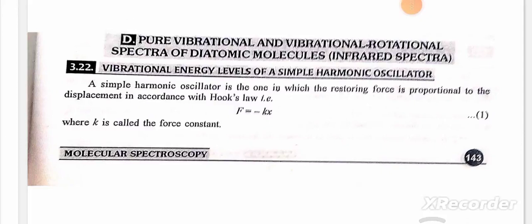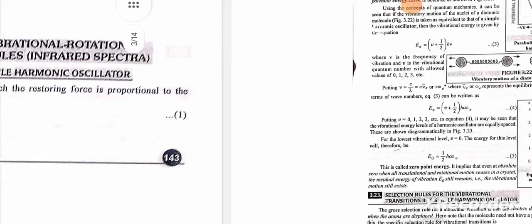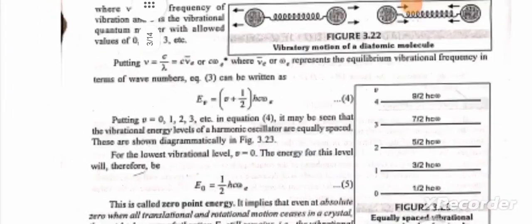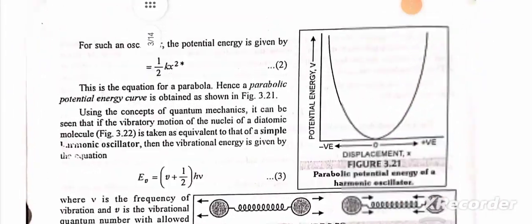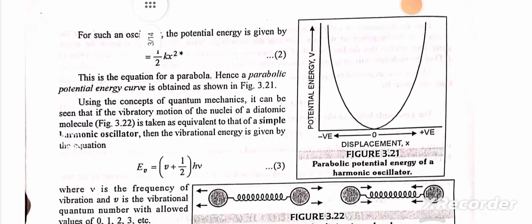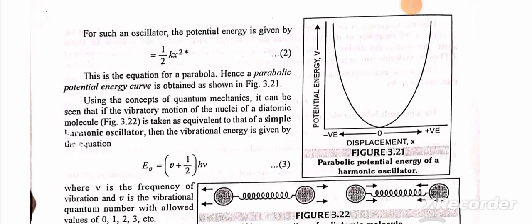A simple harmonic oscillator is one in which the restoring force is proportional to the displacement in accordance with Hooke's law, such as F equals minus kx, where k is called the force constant. For such an oscillator, the potential energy is given by half kx squared, and this is the equation for a parabola. Hence, a parabolic potential energy curve is obtained as shown in this figure.